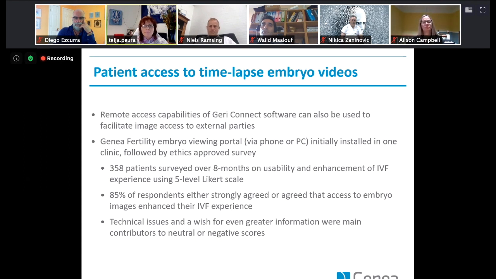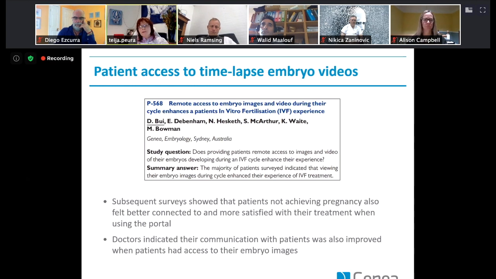It was mainly technical issues and a wish for even greater information that resulted in the 15% neutral or negative scores. The initial survey was done before the patients knew whether they had become pregnant, but subsequent surveys were done after they knew their outcome. And even if the patient didn't get pregnant, they still said they were more satisfied with their treatment when they had access. Likewise, doctors have indicated that their communication with patients was also improved when patients have access to their embryo images and know more about what's actually going on.